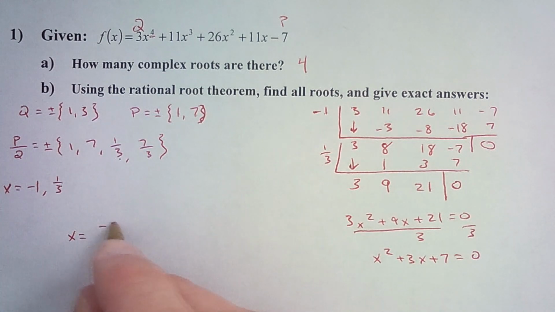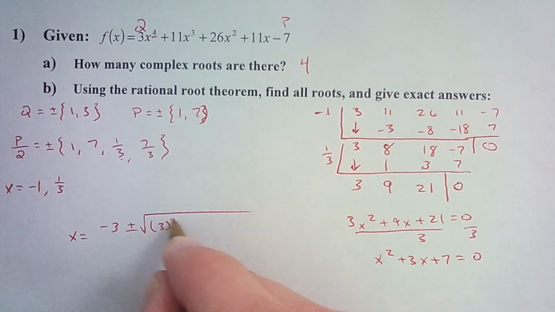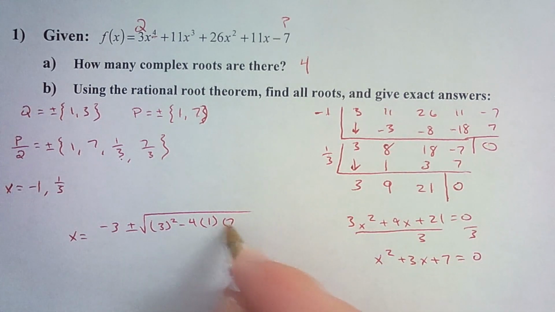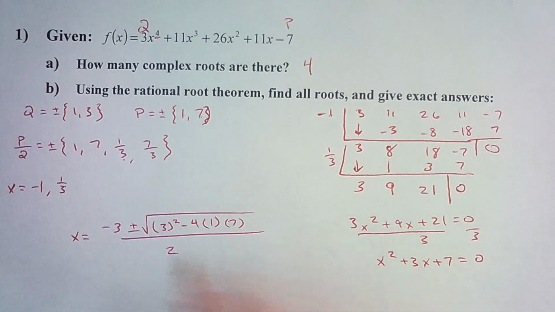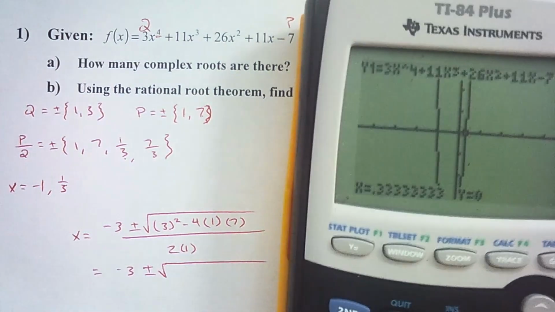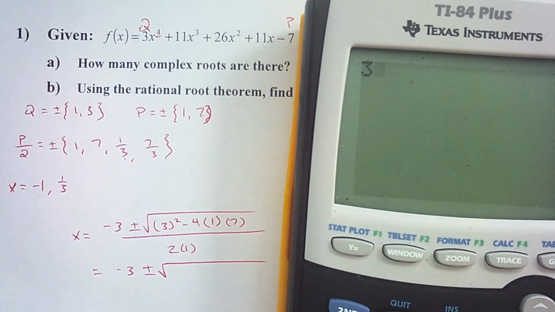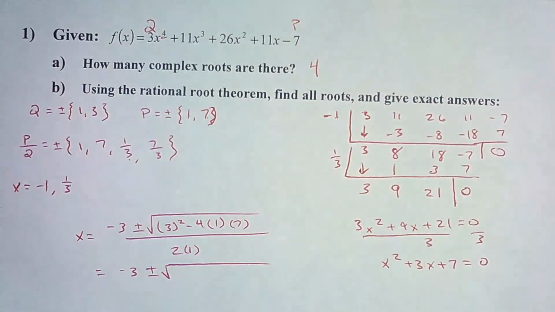x equals the opposite of b plus or minus the square root of b squared minus 4 times a times c, all over 2 times a. And then I get negative 3 plus or minus the square root of, and we can use the calculator for this, 3 squared minus 4 times 1 times 7 is negative 27.